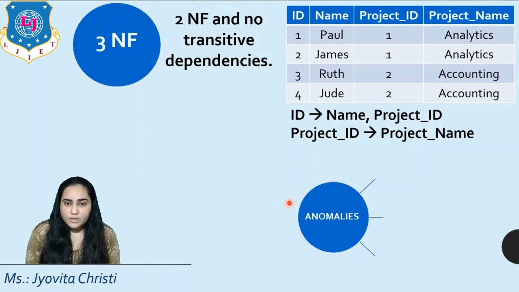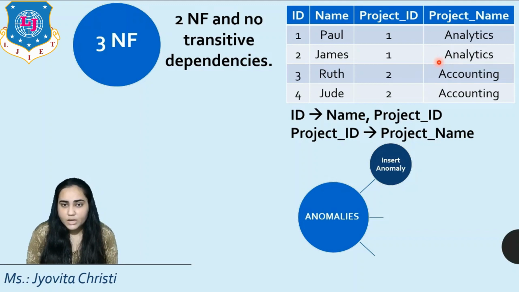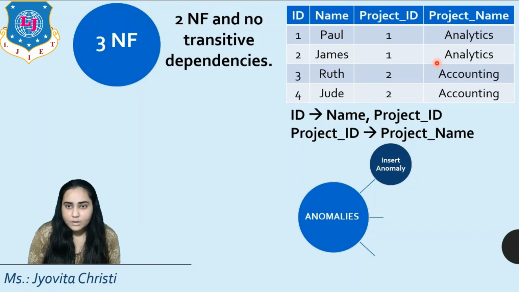And the first anomaly, of course, is the insert anomaly. If you want to insert a new project and you don't know yet who's going to work on that project, then you will have to leave the ID and name blank or null. And again, null values are not desirable in any database.